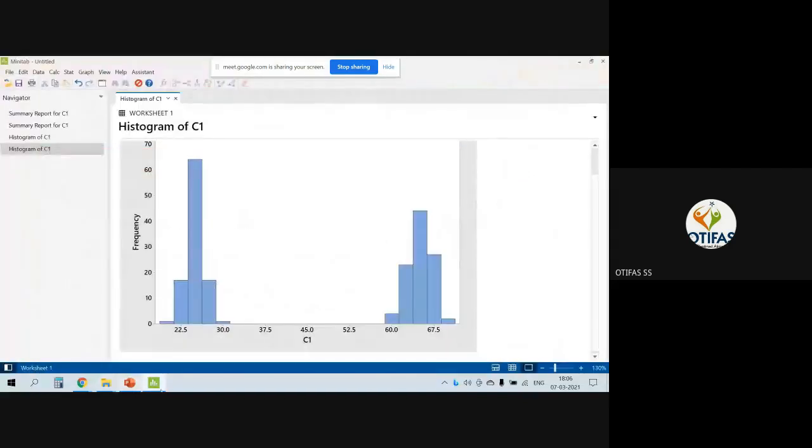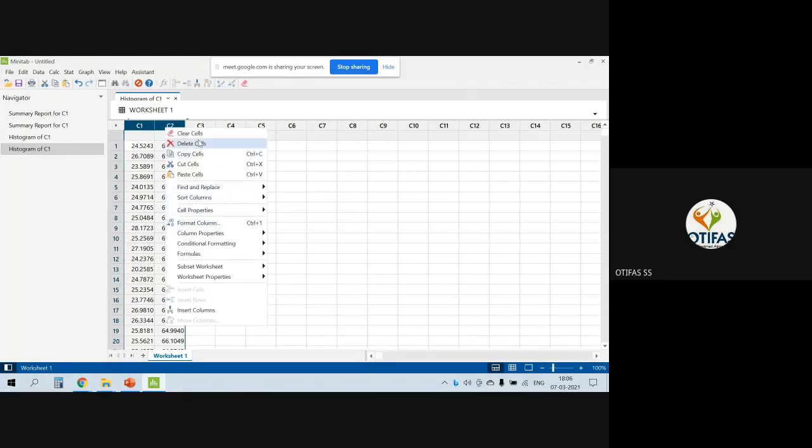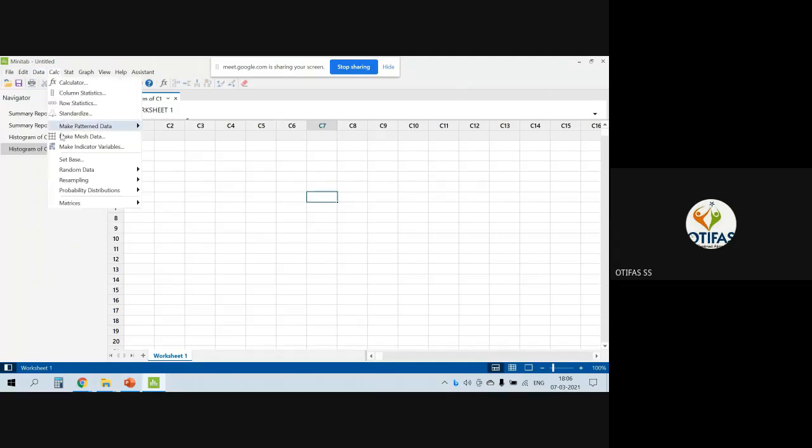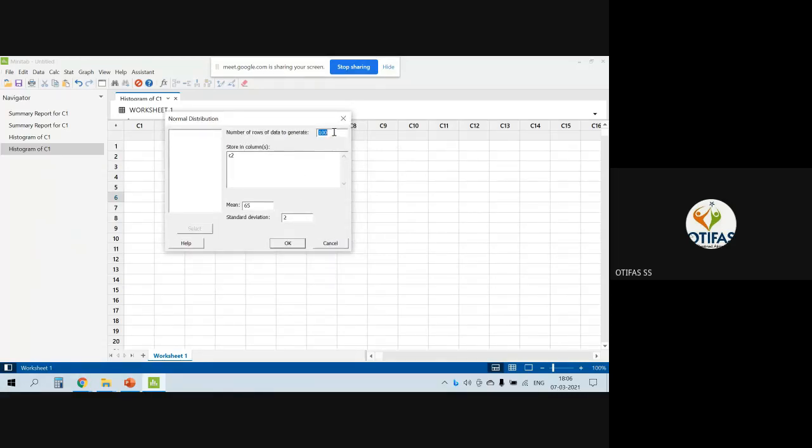See, I asked Minitab to give me random data of normally distributed data. See this, I am going to delete it. Now suppose I ask Minitab to calc, random data, normal distribution. When I ask for the normal distribution, I want data which is normally distributed. Minitab will ask which column you want to store it in. Then Minitab asks what mean you desire and what standard deviation. So what does it mean? The normal distribution can be described by knowing the mean and standard deviation of that.